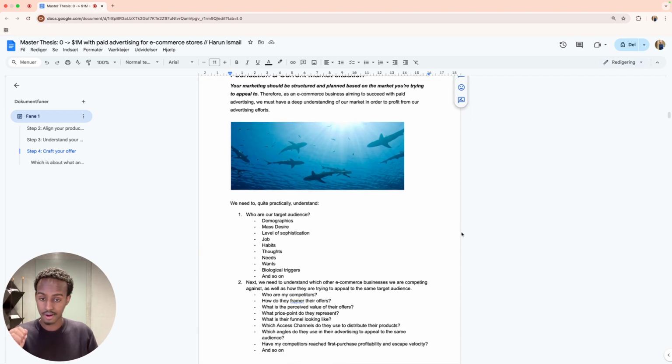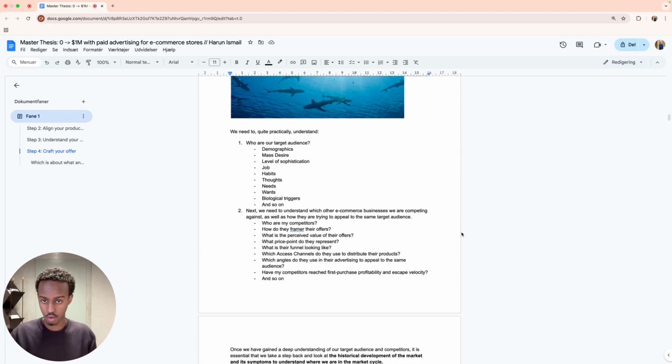We need to quite practically understand, firstly, who our target audience is, which includes everything such as demographic, mass desire, level of sophistication, job, habits, thoughts, needs, mental models, wants, biological triggers, and so on. We need to understand them better than they understand themselves. And next, we need to also understand the other e-commerce businesses that we are competing against, because our competitors shape the market, as well as how they operate and try to appeal to the same target audience as we are doing.